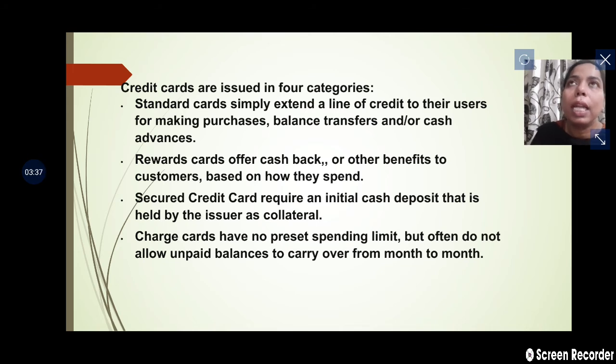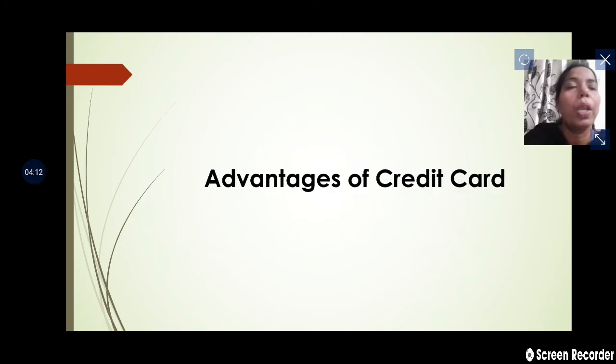And the secured credit card, basically in that type of credit card, certain collaterals are taken from the individual, and up to a certain fixed limit the collaterals are taken. Normally fixed deposits are used for the secured credit card. And the charge cards have no preset spending limit but often do not allow unpaid balance to carry over from month to month.